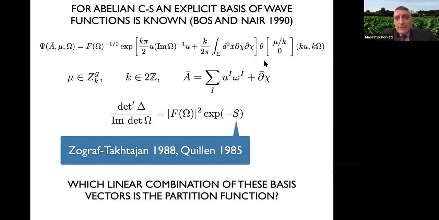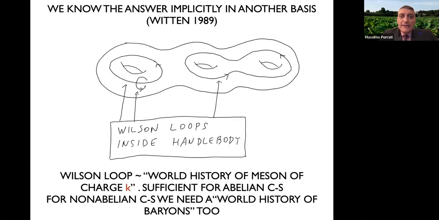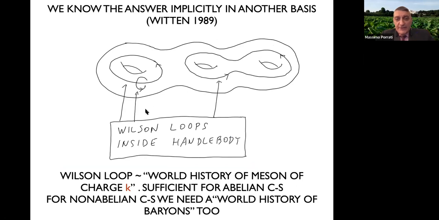So the partition function is one particular vector, right? One particular vector. In fact, you may ask where are the others and what do they mean? This question was answered implicitly by Witten in '89, and here is a drawing of the conclusion. If you take a handlebody and draw Wilson loops inside it, some are drawn along contractible cycles and then contract to zero, and some instead go along cycles that are non-contractible in the three-dimensional handlebody.